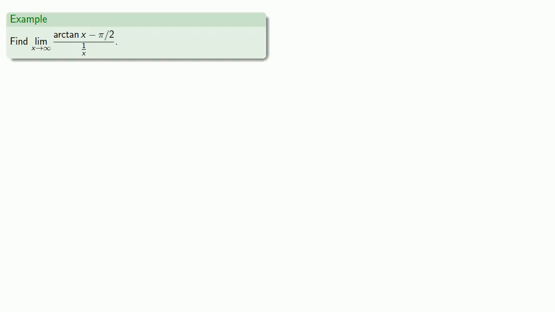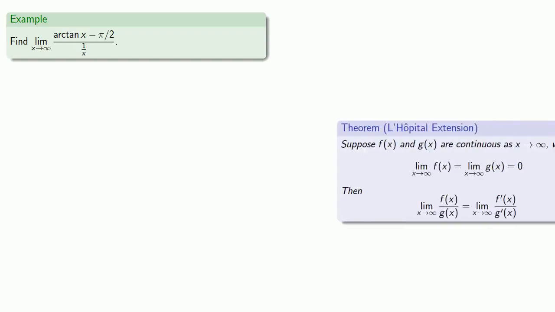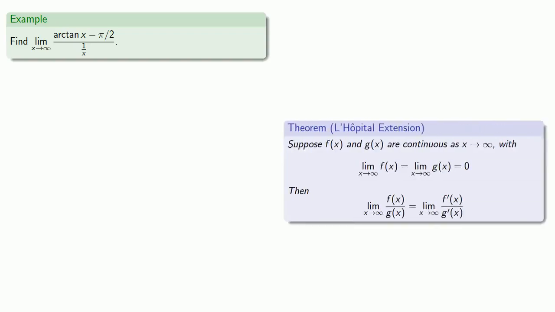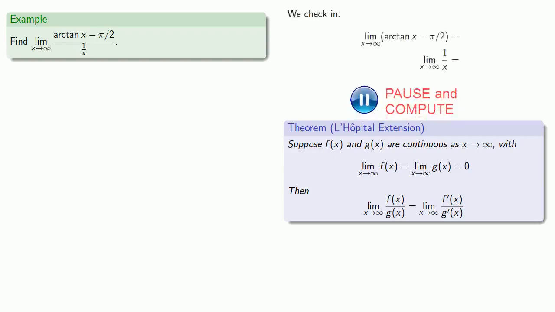So the first thing we do is we check in and make sure that we meet the admission requirements. And that means we have to check to make sure that the numerator and denominator both go to 0. So we'll find those limits. And they do, so we're ready to apply L'Hopital's rule.